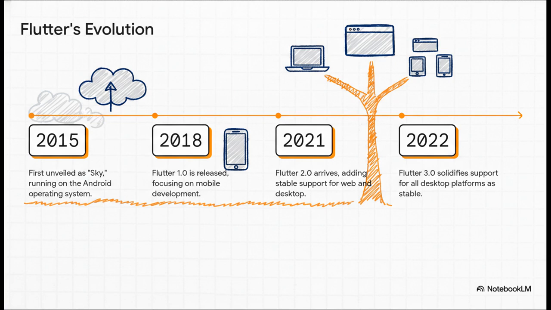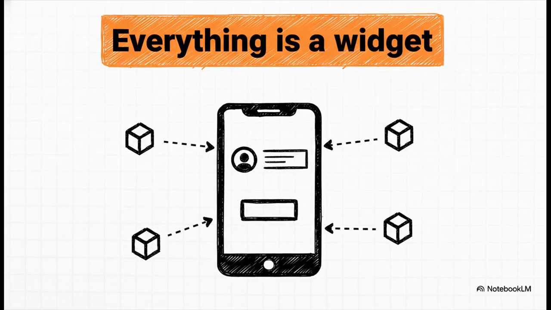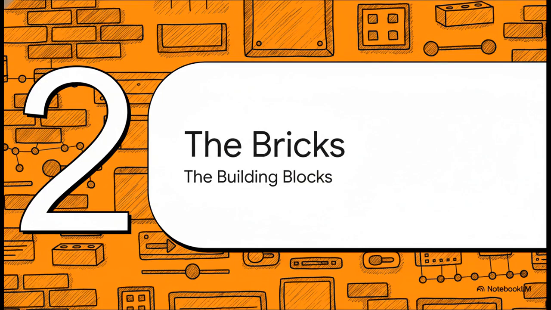Okay, if you remember just one thing from this entire explainer, please make it this. In the world of Flutter, literally everything is a widget. That button you see? That's a widget. The empty space around the button? Yep, also a widget. The layout, the text, the entire screen itself, you guessed it. It's all just widgets. So now that we get the core idea, let's actually get our hands dirty with the bricks themselves, the widgets. This is where you actually start putting together your app's interface, piece by piece.